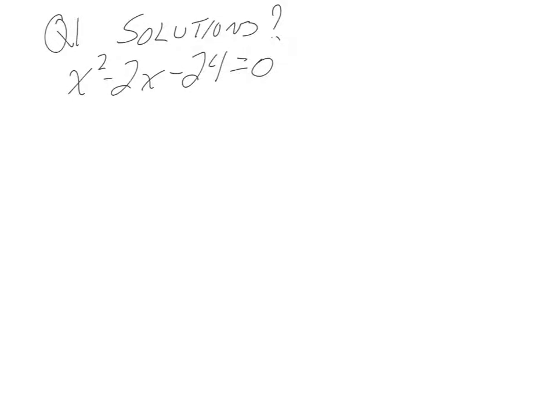Okay, here we go. Find the solutions to x squared minus 2x minus 24. So I need two numbers that multiply to negative 24 and add to negative 2. So that would be negative 6 and 4. But those aren't my solutions because those are my factors. x minus 6 times x plus 4 equals 0.